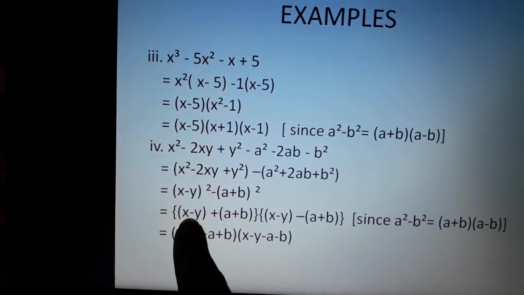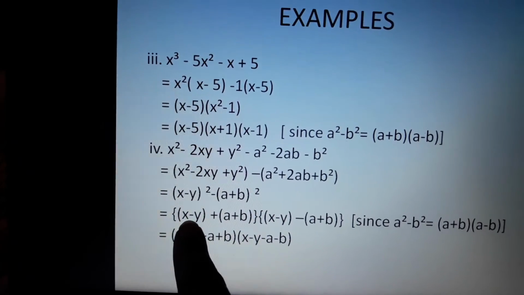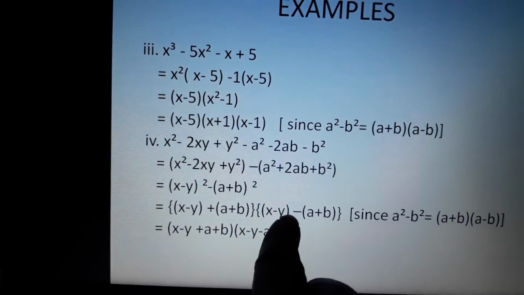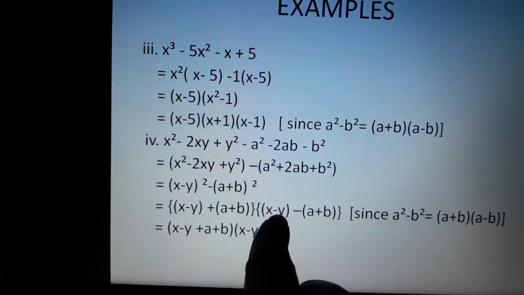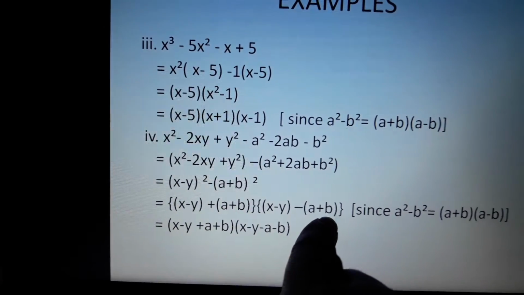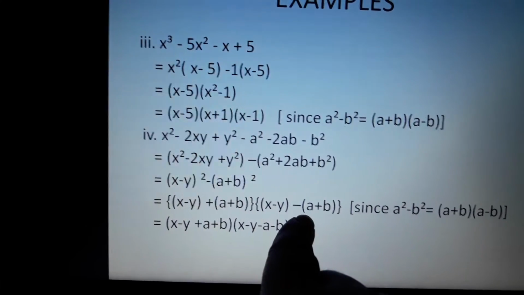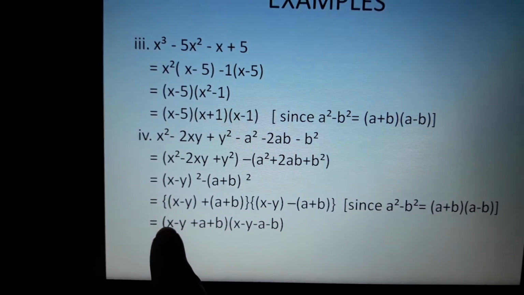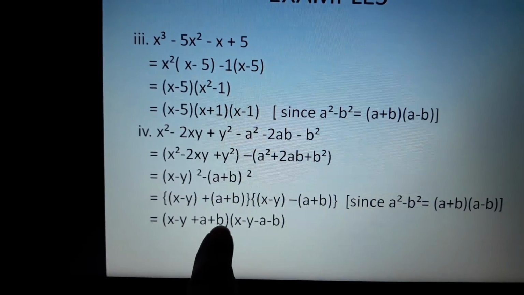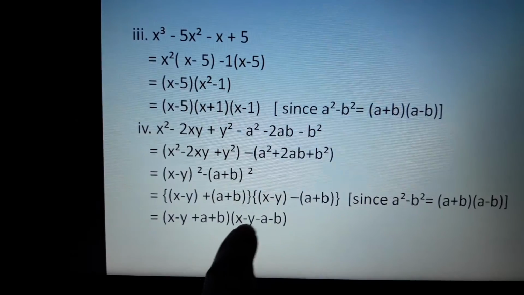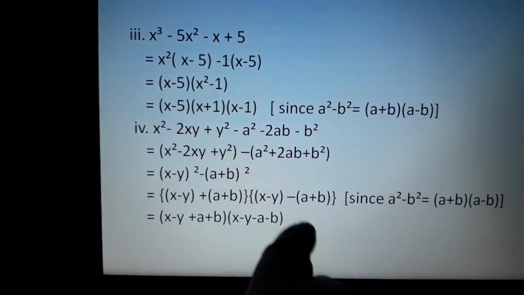Now see, you have to write it as difference of two squares. So x minus y plus a plus b, and here again in the second curly bracket x minus y minus a plus b. Because a plus b is a binomial, we have to put this circular bracket before this minus sign. Now when you open the bracket, it is x minus y plus a plus b, and here again we have removed the curly brackets, x minus y minus a minus b.